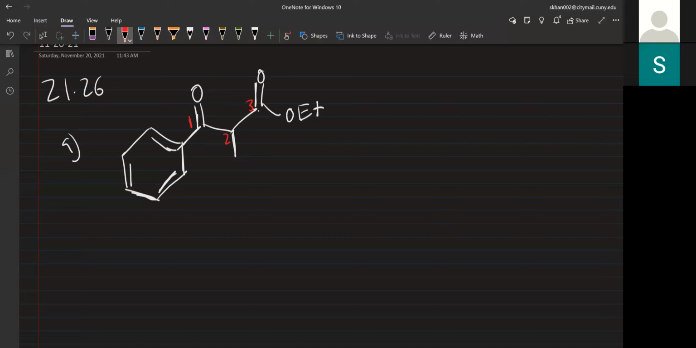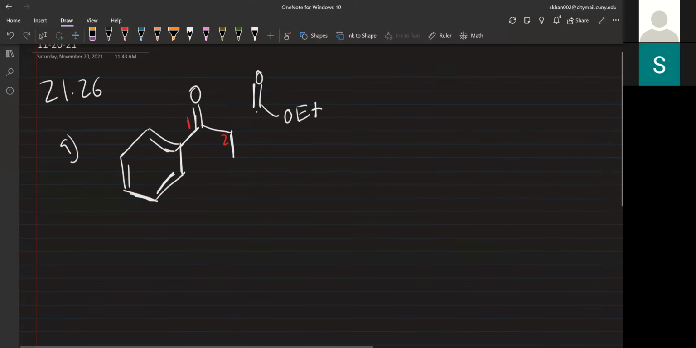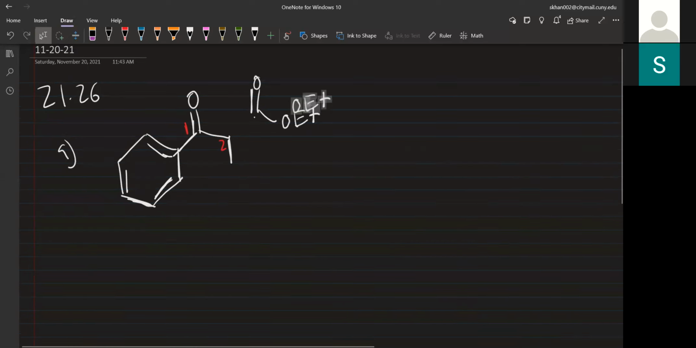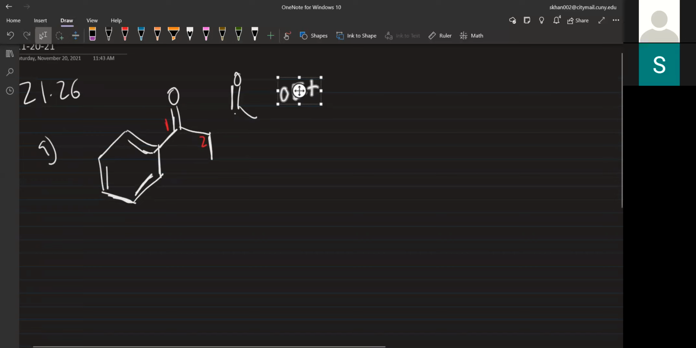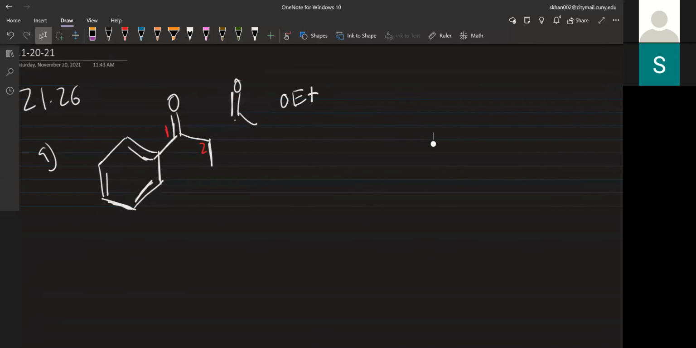Okay, so let's break down 2 to 3 and see what happens. Let's work backwards. Which molecule has the negative charge? Technically it could really only be this one because the carbonyl carbon was, sorry guys, this is about to get annoying.